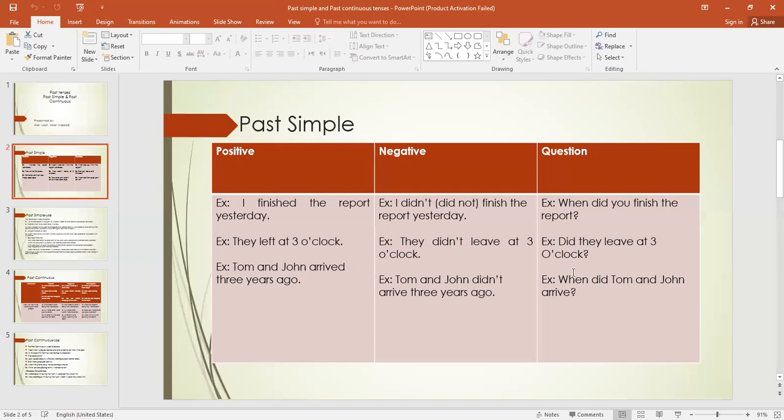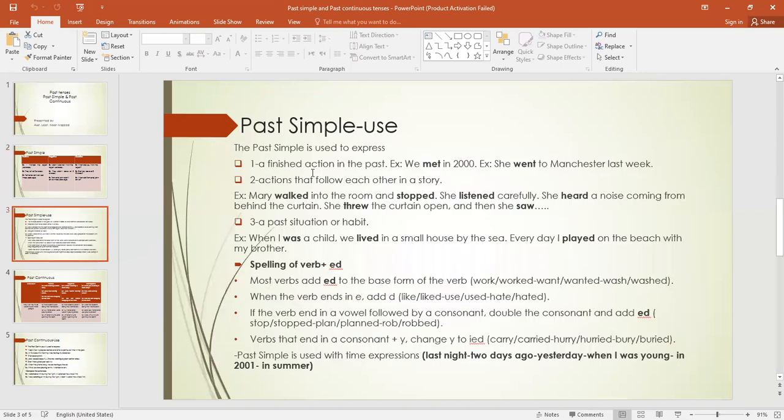Let's now go to the purposes for which it is used. The past simple is used to express three cases or three actions. We have number one, a finished action in the past. The past simple indicates an action that happened and was completed and finished in the past. So one of its uses is to refer to this kind of action.